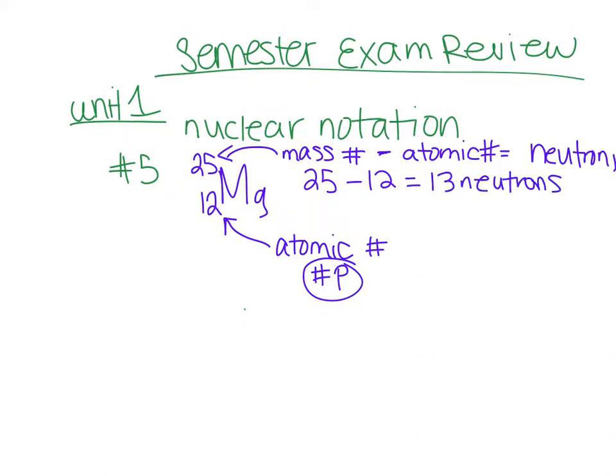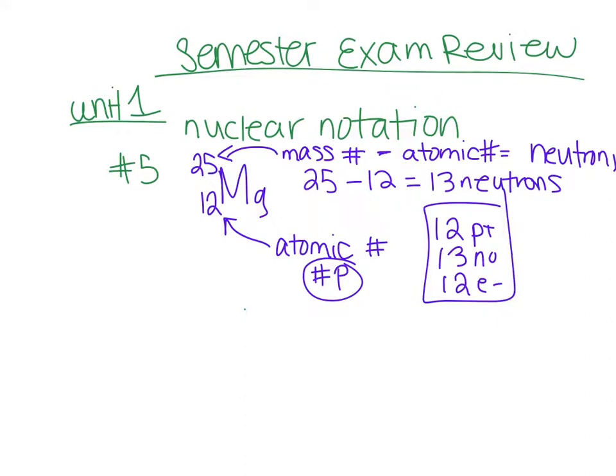So if we were to ask you, just like in that question, number of protons, number of neutrons, number of electrons, you would say there are 12 protons, 13 neutrons, and how many electrons? 12, because it's, what's the word? Electrically neutral. There you go.